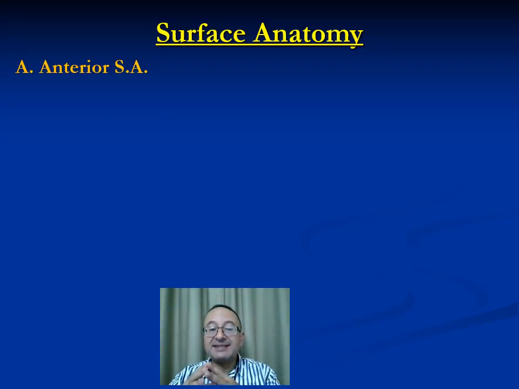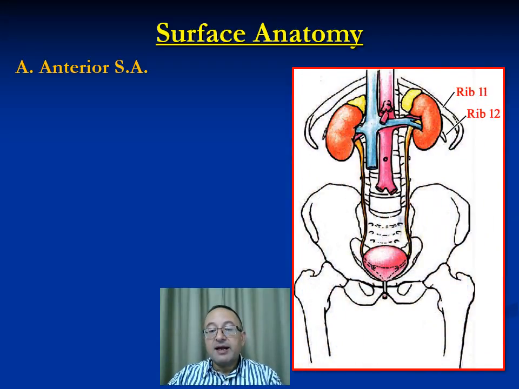What about the anterior surface anatomy of the kidney? Yes. Now I look from the front. This is the right kidney. Notice how it is slightly pushed downwards. And this is the left one.